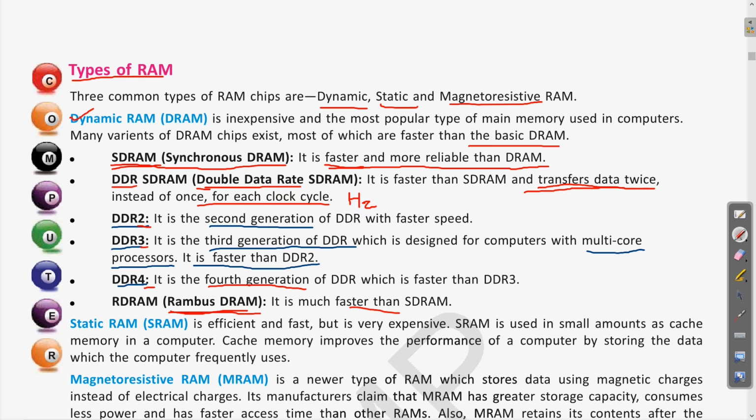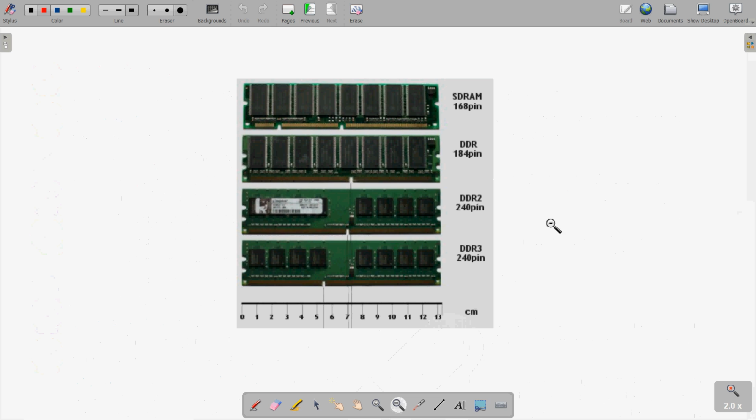Clear? So this is faster than the HDRAM. I hope these variations are clear. So if I show you a picture of these different variations of the dynamic RAM, let me show you. So here you can see these are the different variations and these are the pictures of these RAM. So here, as you can see, this is the HDRAM, then DDR, which we are talking about, the double data rate, then the different other variations like DDR2, DDR3.